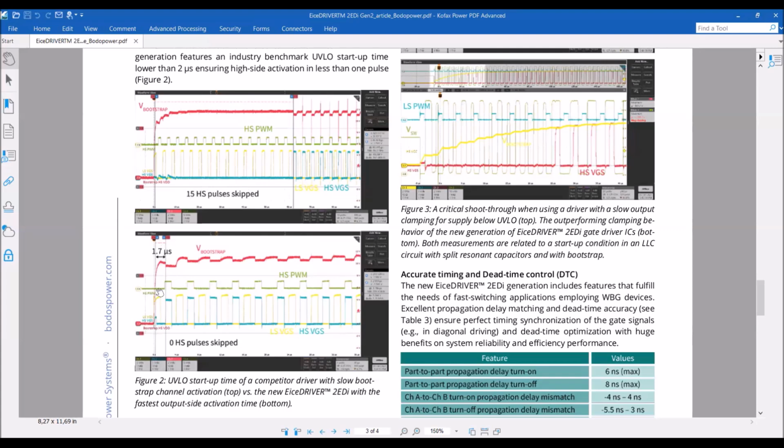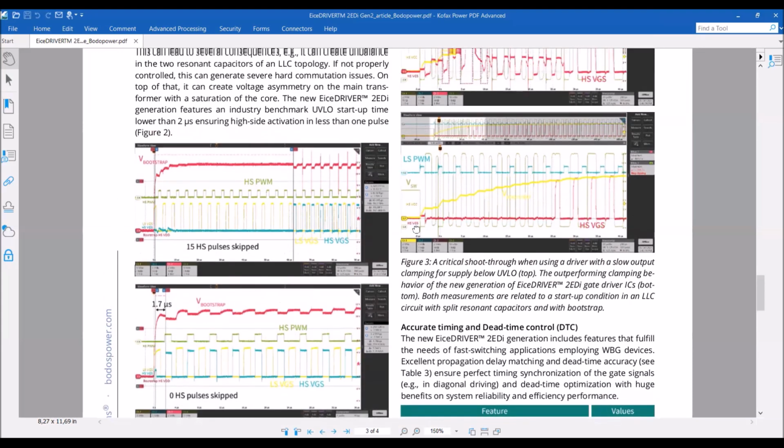In our first generation, we have around, if I'm not mistaken, three microseconds. Now in the second generation, we reduced the startup even further to 1.7, 2 microseconds, in this ballpark. In this situation, you see that the high side gate already gets a signal very, very fast. In this case, 0 high side switching pulses are skipped, right? So you can operate the LLC with bootstrap without any problems and really start up the system very, very fast. So this is about the faster under voltage lockout startup time.